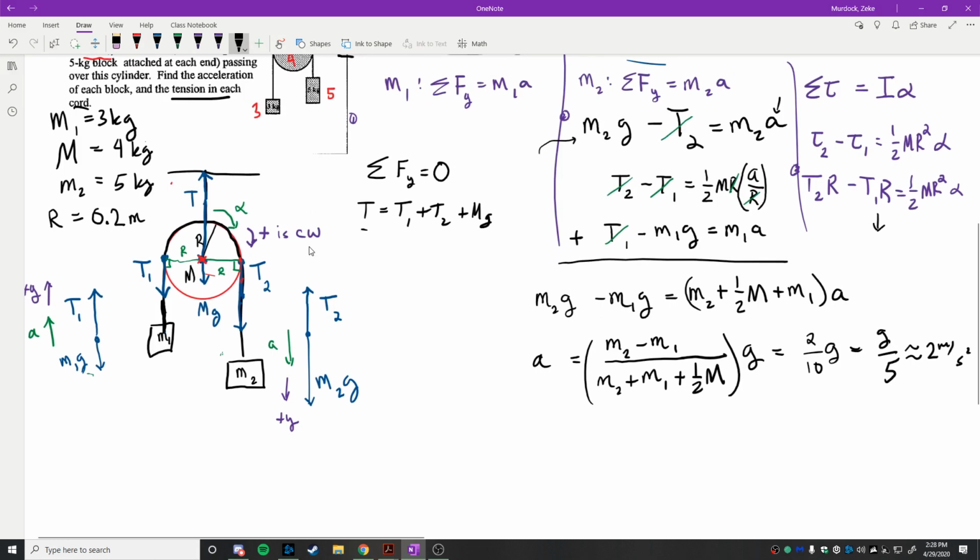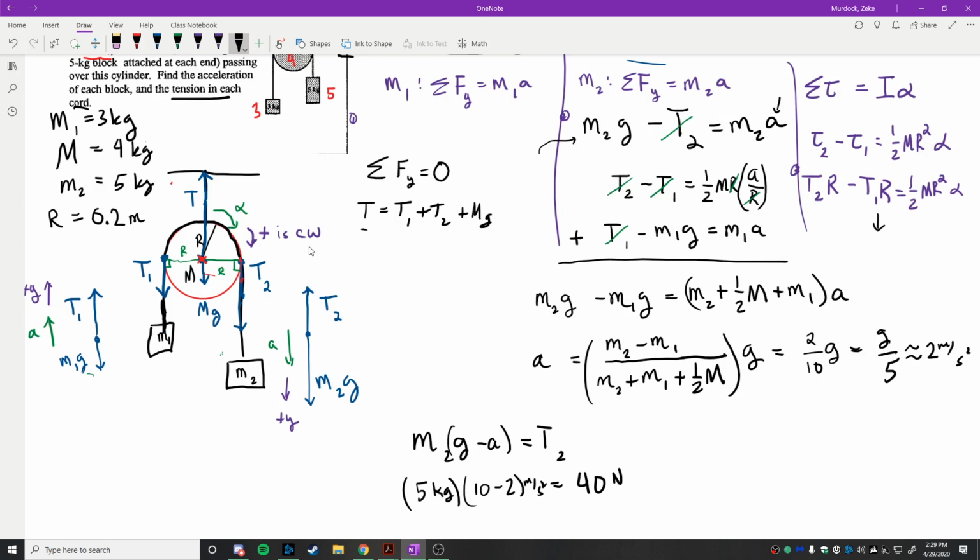Here. So our equation is what? M2G minus A should be equal to T2, right? So that's going to be M2, which is 5, multiplied by G minus A. So let's just take G equal to 10. Then 10 minus 2 meters per second squared. So 5 times 8. So T2 is about 40 newtons.